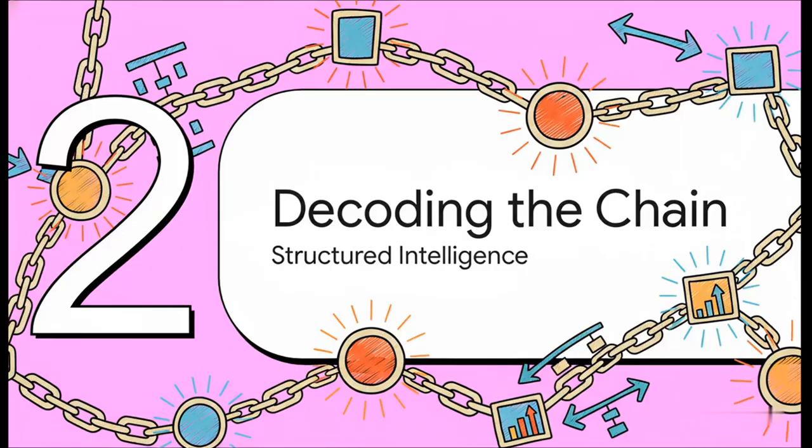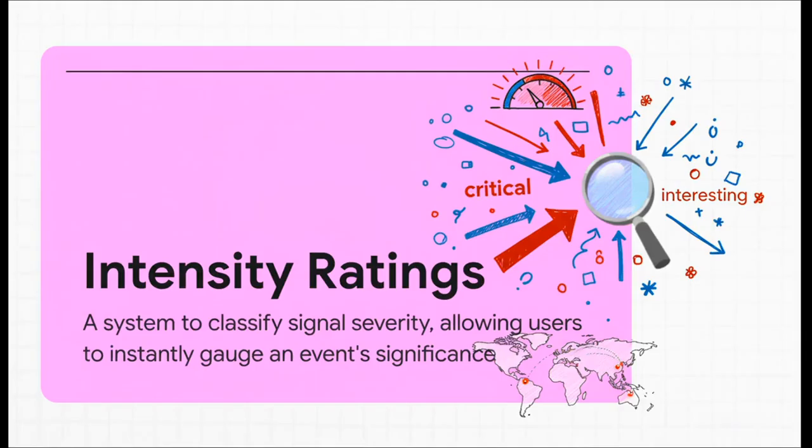So let's zoom in on the chain for a second. Think of it as the real-time pulse of what's happening around the globe. And it's not just some random list of headlines. This is structured intelligence. And the key to that structure is a really clever system of intensity ratings. These intensity ratings are all about helping you immediately grasp how important an event is without getting lost in all the other noise. They classify every single piece of intel, sorting what's truly critical from what's just, interesting.